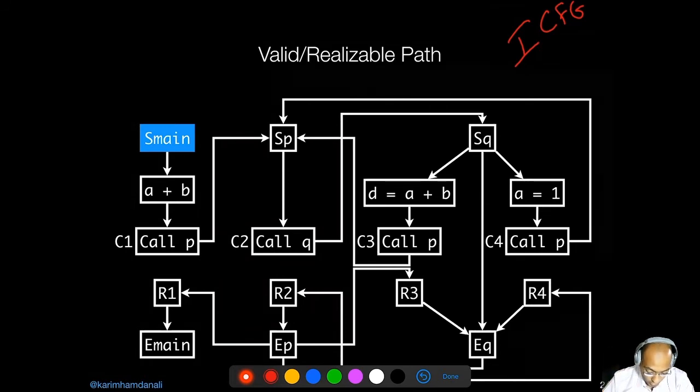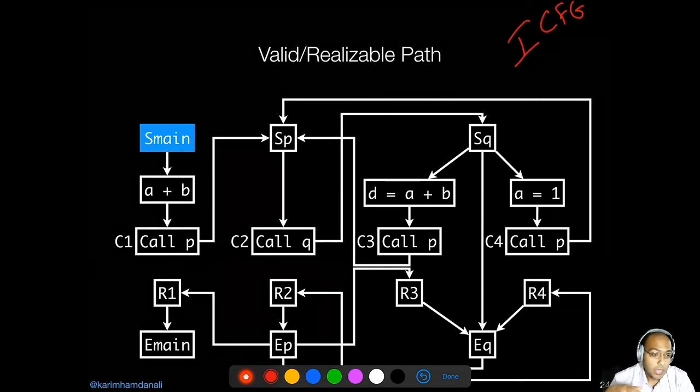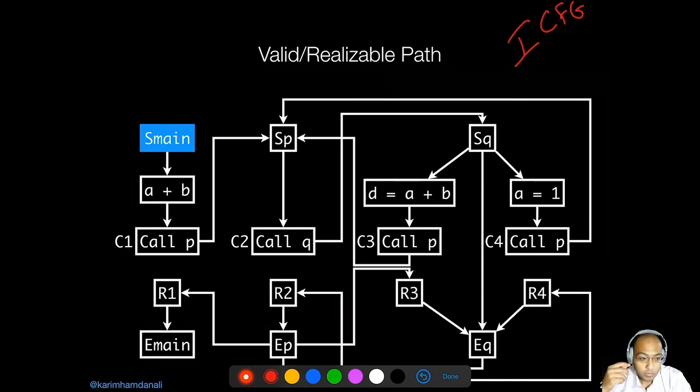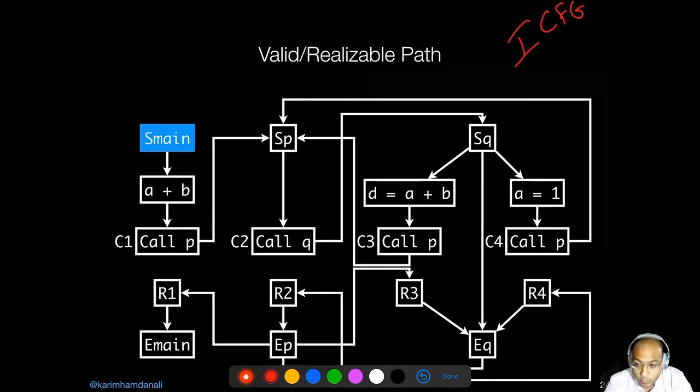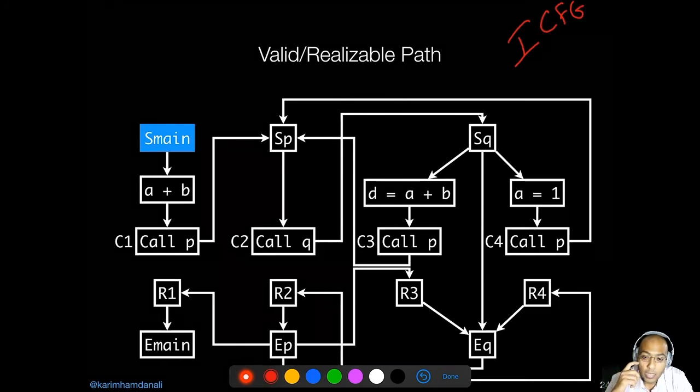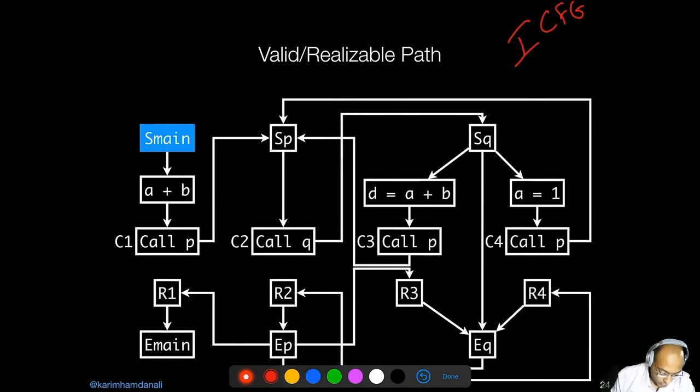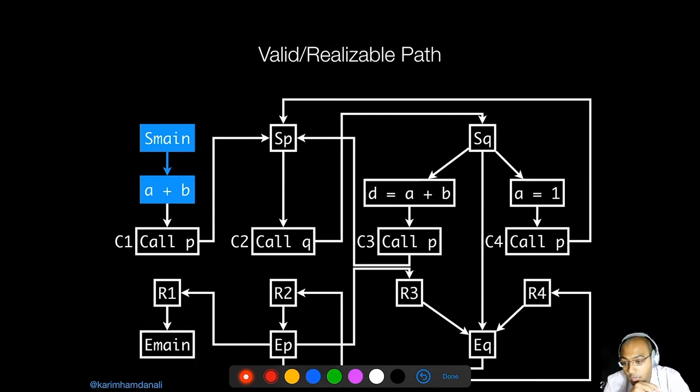So the thing that we are interested in knowing here are valid and realizable paths. So how do we know those valid or realizable paths? Always start from the entry point of the program. In this case, it happens to be SMain, but it could be anything, depending on the language that you are analyzing, the type of programs that you're analyzing, and so on. So here it is going to be SMain. A valid path would be, well, I'm going to call A plus B, right? I'm going to execute A plus B. And then what will be the next step? What will be the next node that I can visit from this point on? That's an easy one.